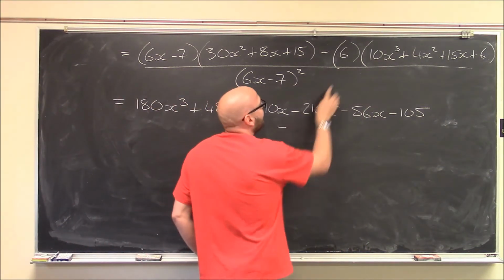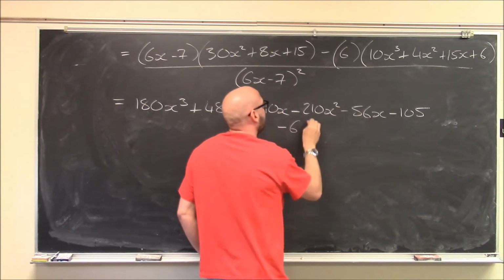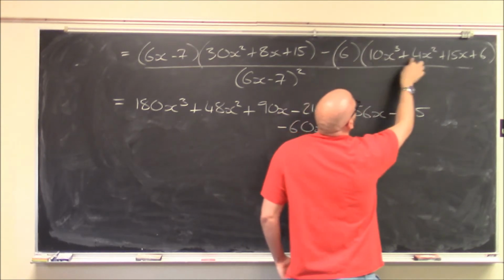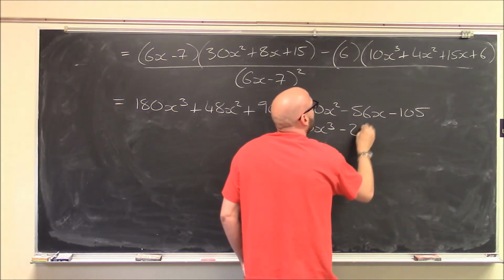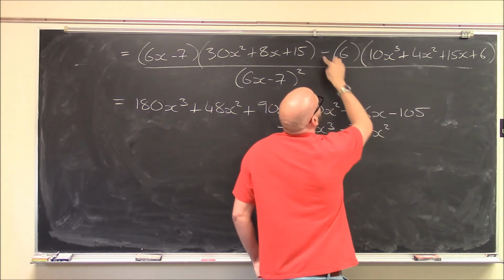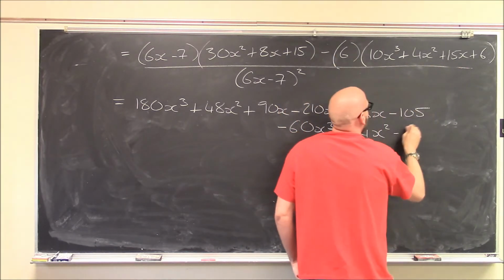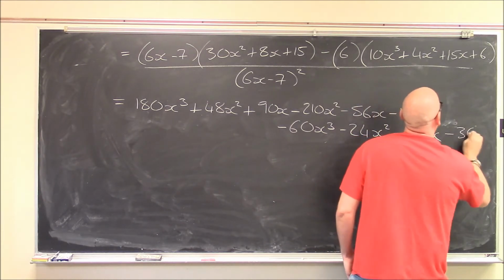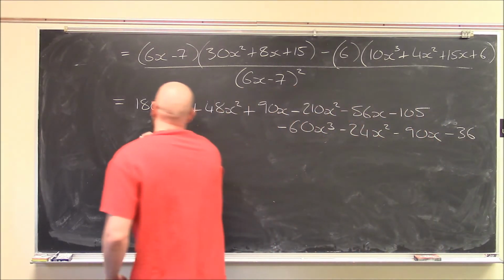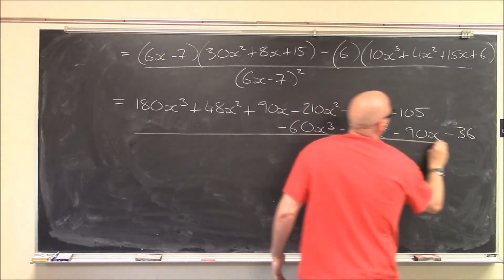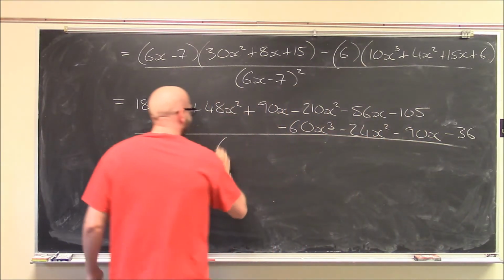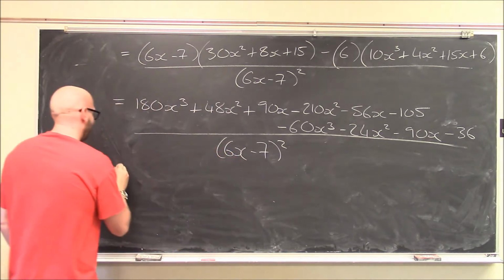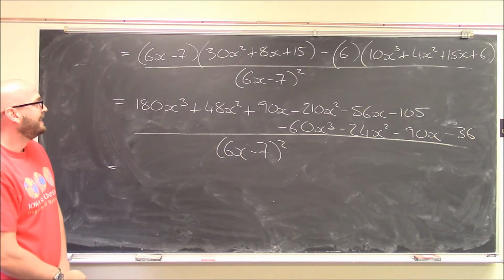Minus 6 times 10, 60x cubed. Remember to distribute this negative to every single term. 6 times 4 is minus 24x squared. 6 times 15 is minus 90x. And then 6 times 6 is minus 36. All over the bottom squared. And hopefully we can finish this off on this next line.